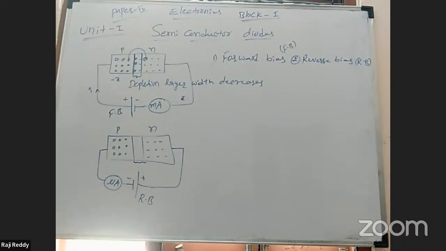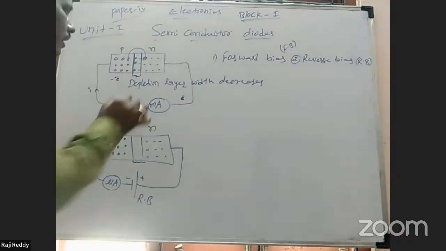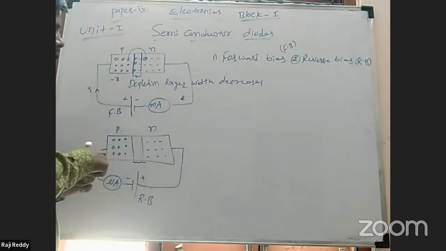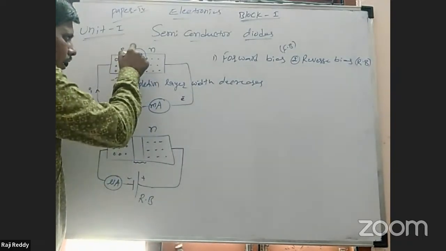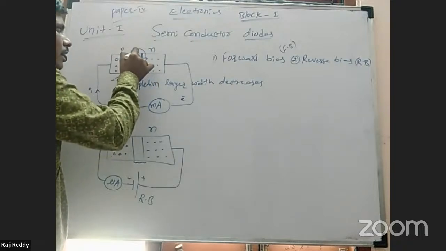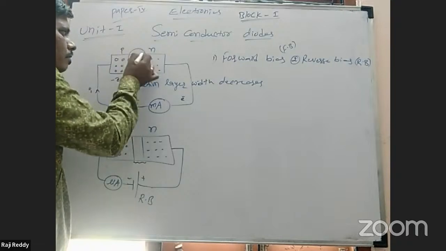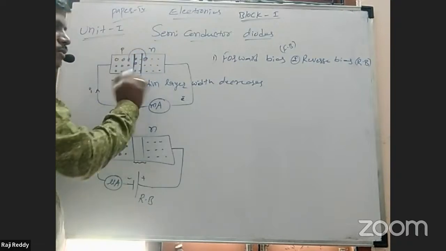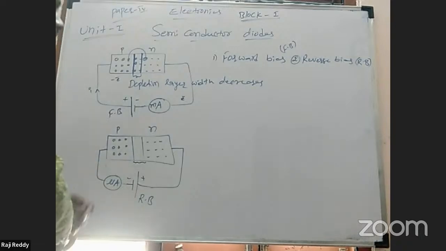When an external voltage is applied to the junction, the direction is such that it cancels the potential barrier. Oh, what is the potential barrier? This layer is called the depletion layer. The potential difference between the depletion layer ends is called the potential barrier.